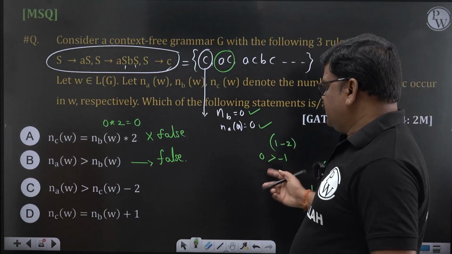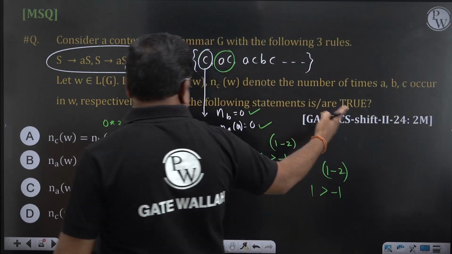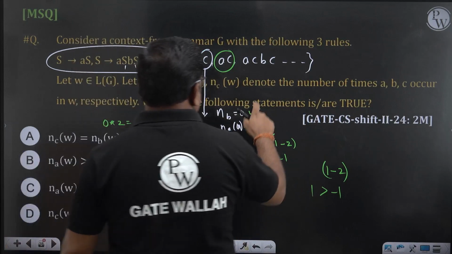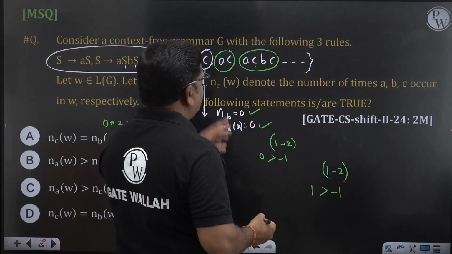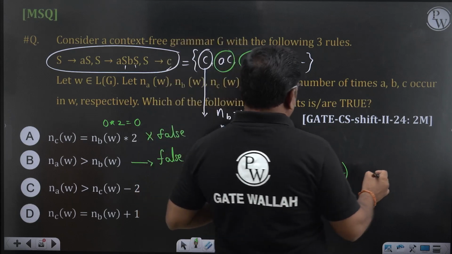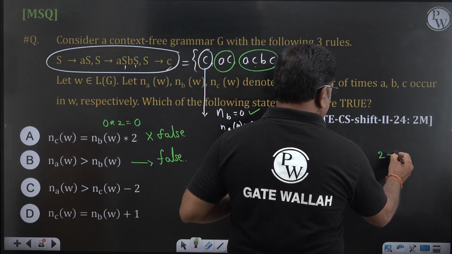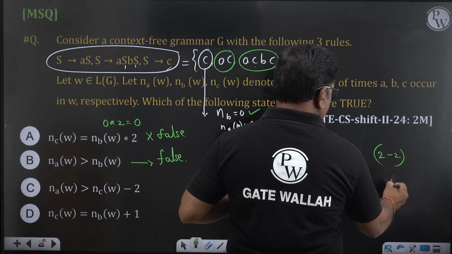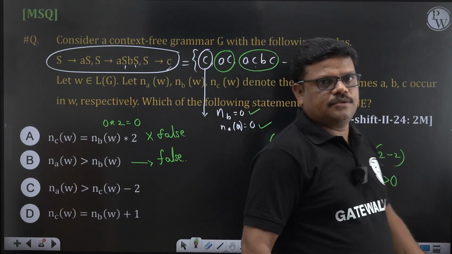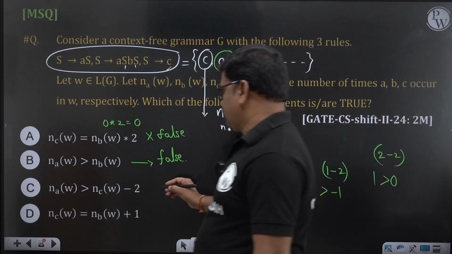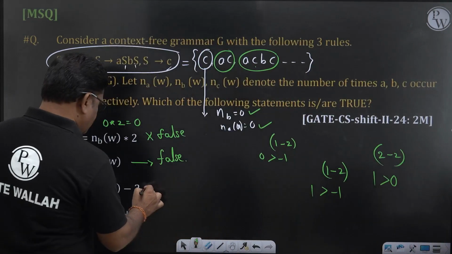It generates so many strings, and we verify. Here also, if you observe, number of C's is 2, 2 minus 2 is 0, and the actual number of A's is 1. Yes, 1 is greater than 0. So, this seems to be satisfied. This is a true one.